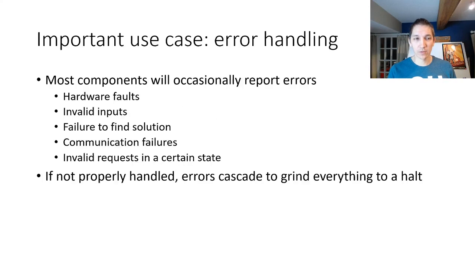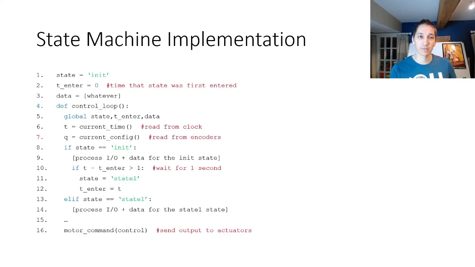As an example, we have error handling. This is a very important use case for state machines. If a component is reporting a fault, we'll oftentimes want to change to a different mode where we're not doing more stuff that could further damage the system. Otherwise, errors are going to just grind everything to a halt. Things are going to expect inputs to be there, but they're not, etc. And so we do need to have error handling, and state machines are a great way to do that.